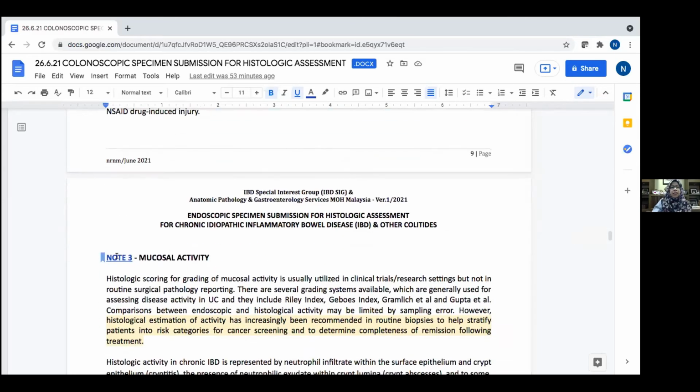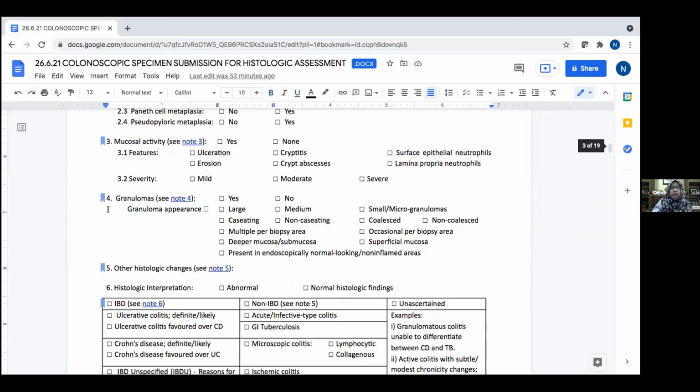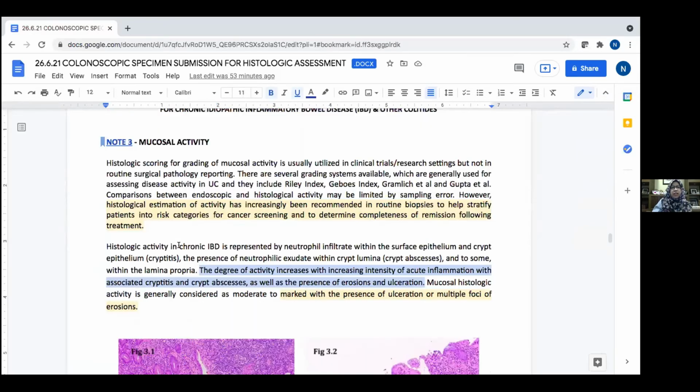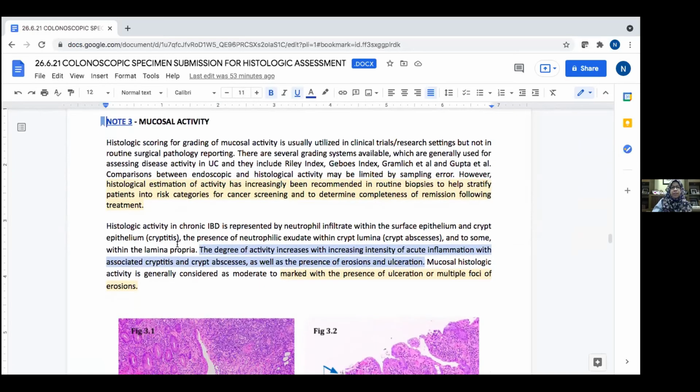Okay, so now we go back to the form. Our next discussion is on mucosal activity. We're supposed to tell what sort of mucosal activity changes we are seeing, as well as the severity. So go back to note 3. As I said earlier, neutrophils are not normal in the colonic mucosa or ileal mucosa, or any part of the bowel mucosa.